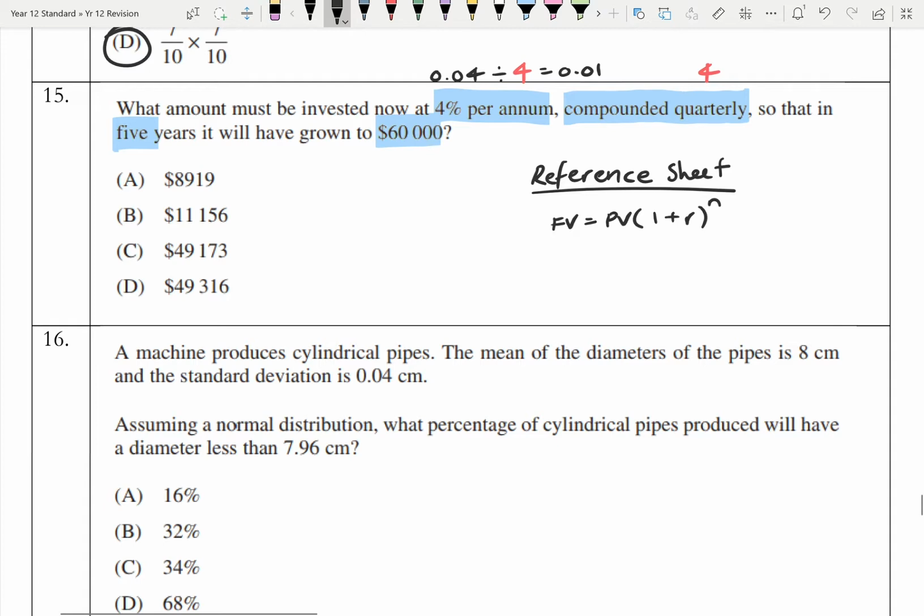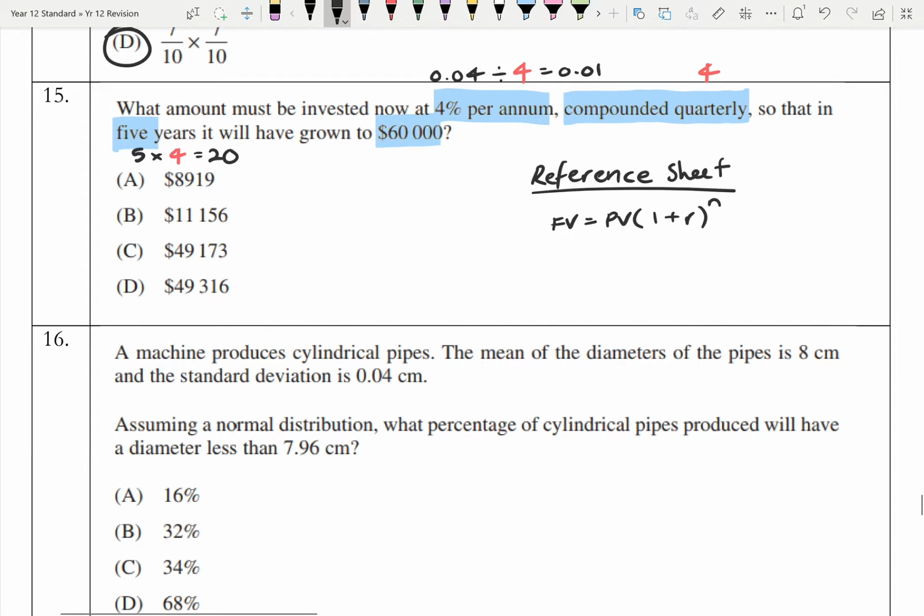The other thing that needs to change is our 5 years. We're now talking about, well, how many quarters are there in 5 years? So we're going to grab our 5 and we're going to times that by 4 to say, well, there's 4 quarters in 1 year, so in 5 years I should have 20 quarters. Seems like a lot of work, and we're almost done.